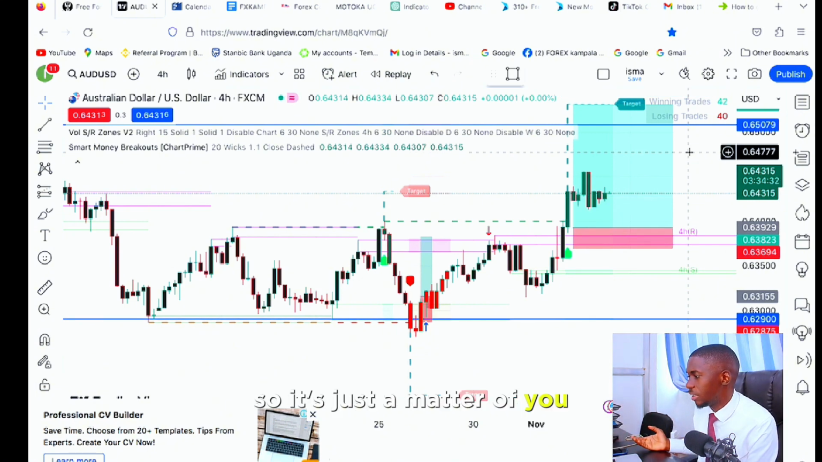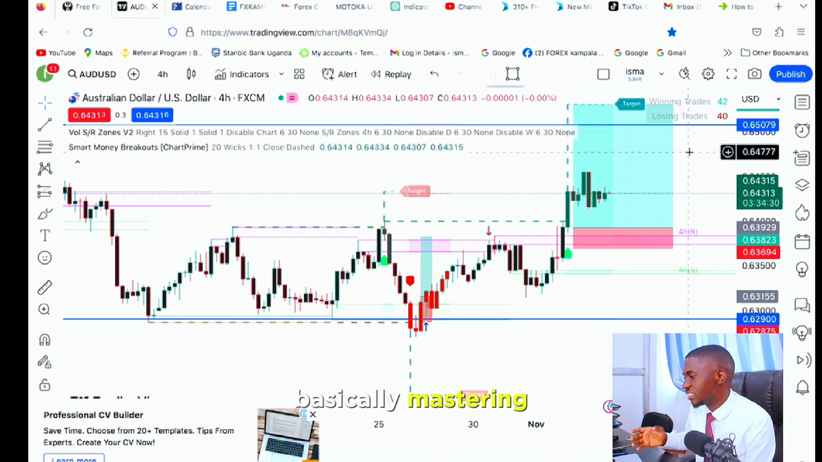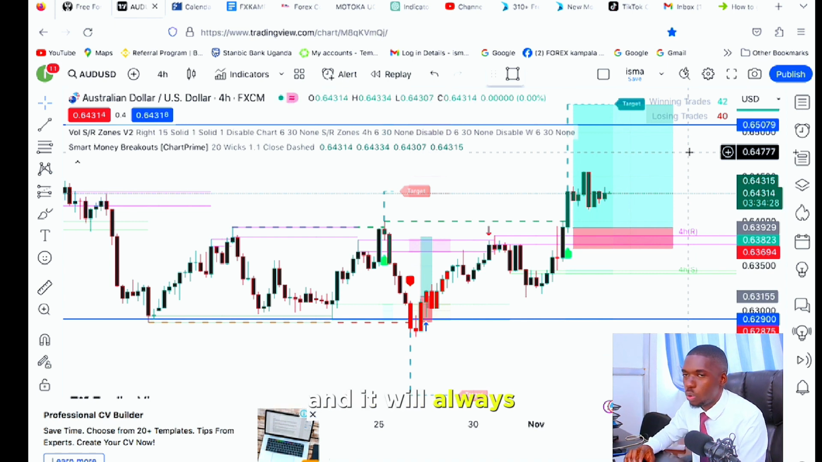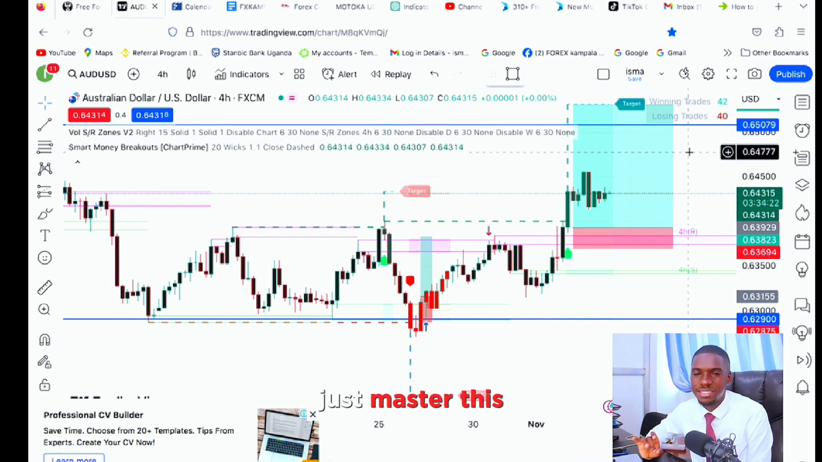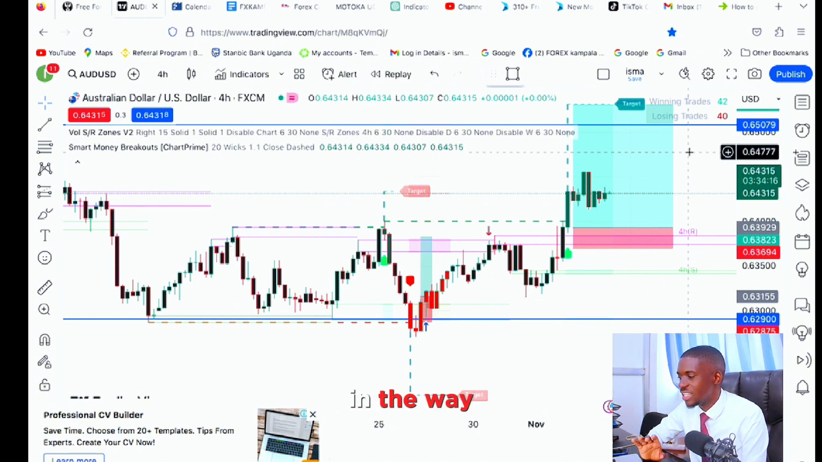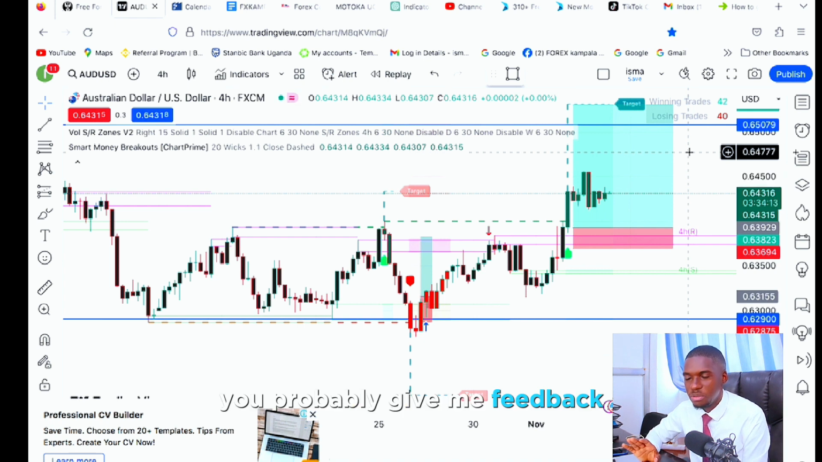It's just a matter of you mastering and understanding this, and it will always provide you a risk to reward ratio of 1:2. It's as simple as that. Just master this, do it in your free time. It's going to be very easy, very simple. So make sure you understand this, and you can give me feedback.